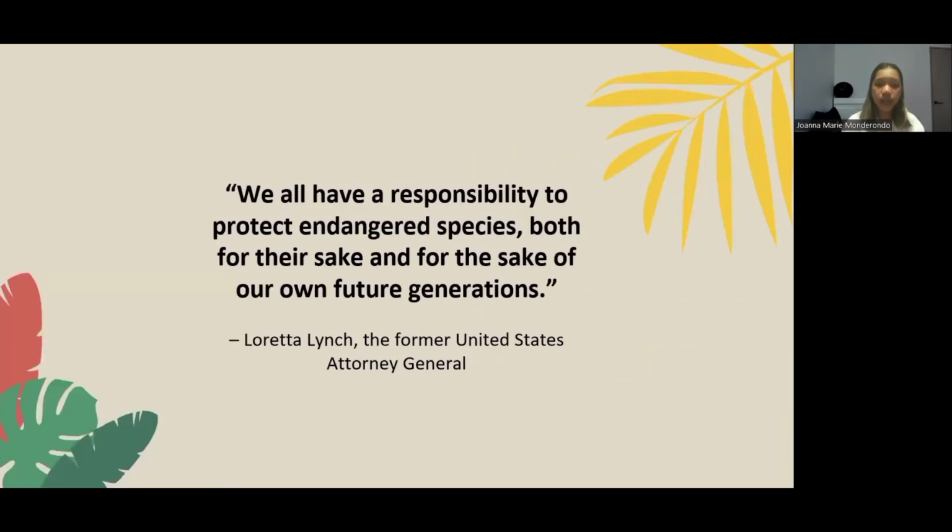So lastly, I have this quote: we all have a responsibility to protect endangered species, both for their sake and for the sake of our future generations. This is by Loretta Lynch, the former United States Attorney General. So this is my synthesis of my whole report, and that is we must protect endangered species in order to have a healthy ecosystem as well as for their sake and for our own sake.